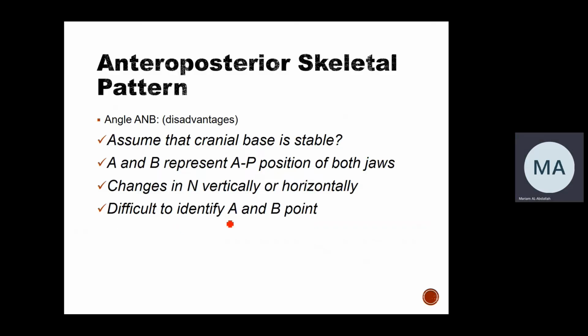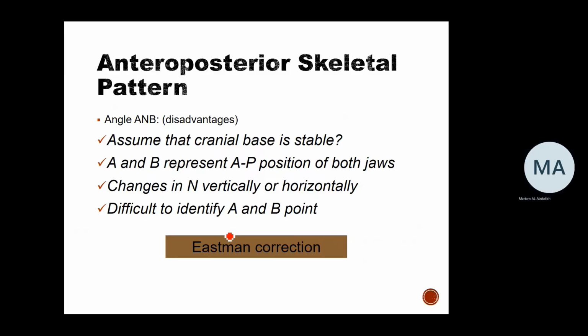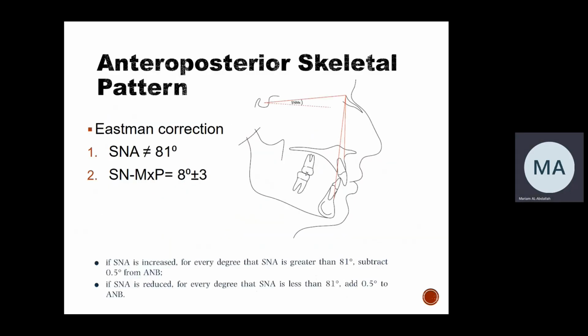Finally, it's difficult to identify A point. It's easier to identify B point. So we will have some error, and the reliability of the measures will be questionable. In order to reduce such error, we have what we call Eastman correction. In order to be able to apply Eastman correction, we need 2 conditions to be met.